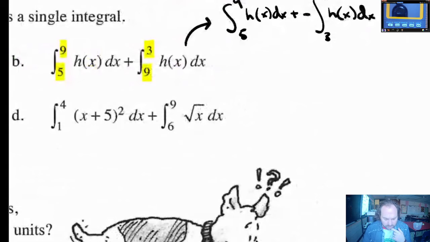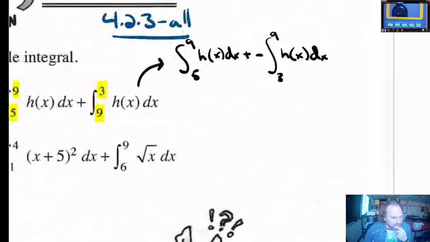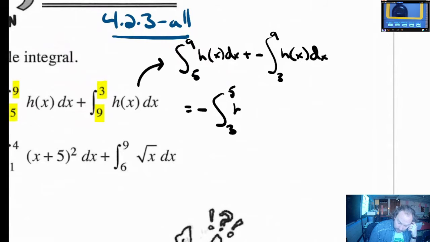So let me move that down a little bit. If you think about this for a minute, it's going to take the area from 5 to 9 of some function and subtract the area from 3 to 9. Now, the area from 3 to 9 presumably is going to be bigger than the area from 5 to 9. So what we're left with, there's a couple different ways we could think about it. You could think about this as the negative integral from 3 to 5 of h of x dx, because that's what will be left over. It's the integral from 3 to 5, but the opposite of it.